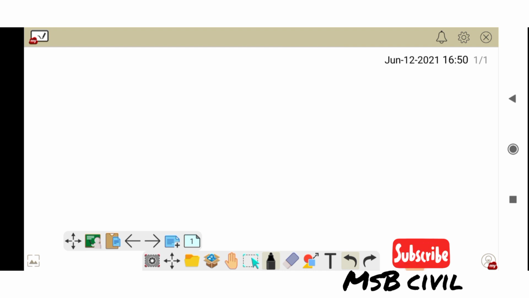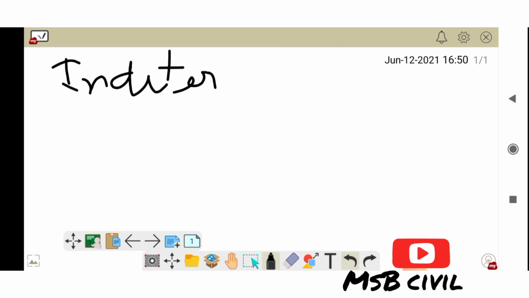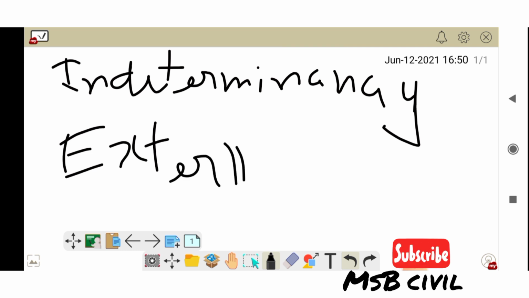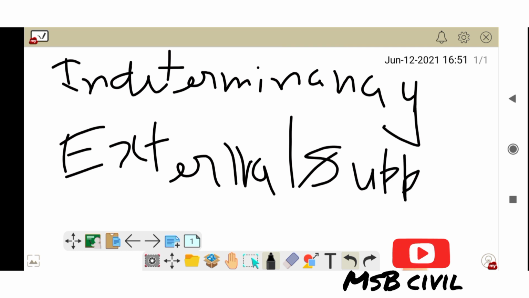Let's start the discussion about the indeterminacy topic. The topic name is indeterminacy. In this, first we have to learn about external support reactions.